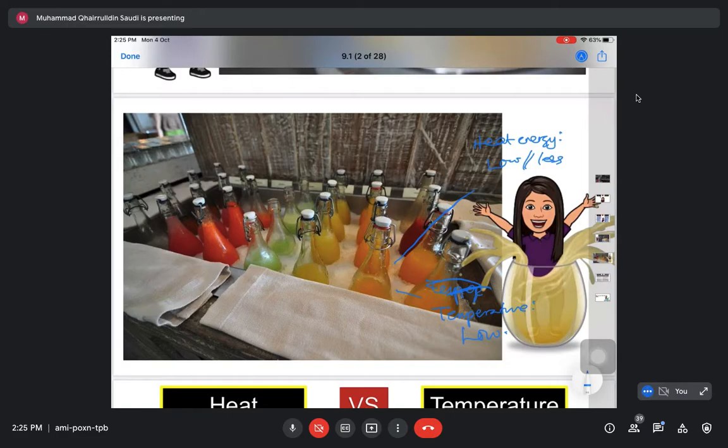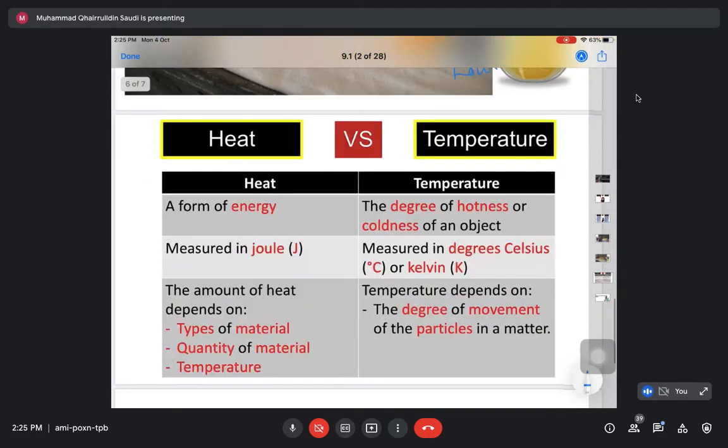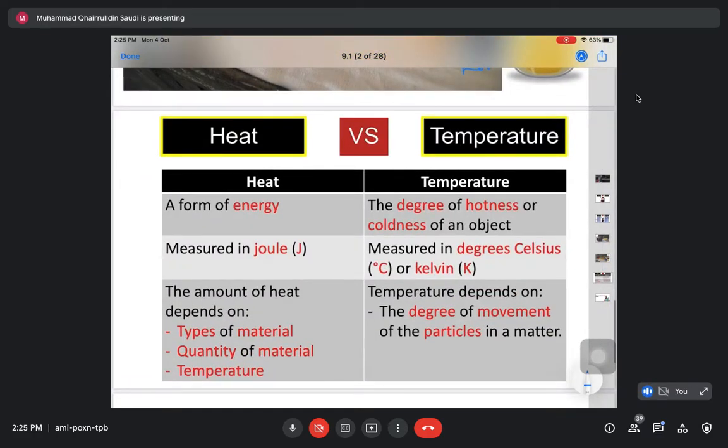Good. So here is the summary of the differences between heat and temperature. Heat is a form of energy, and energy can be measured in joule. The unit for energy is joule, and the unit is capital letter J. The amount of heat in something depends on the type of material, whether the material can conduct heat or the material can absorb heat. Okay, it depends on the type of material. It also depends on the quantity of the material.